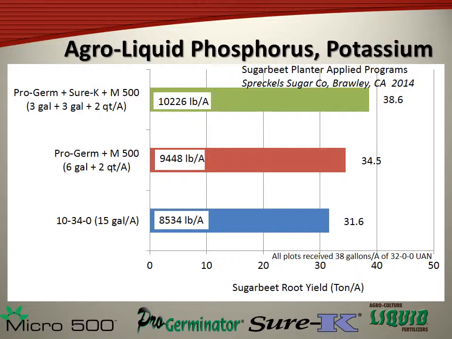If the soil is high in either of those nutrients, applying a minimum amount of those nutrients as a starter will help get the crop established, and then the crop can utilize the nutrients in the soil.